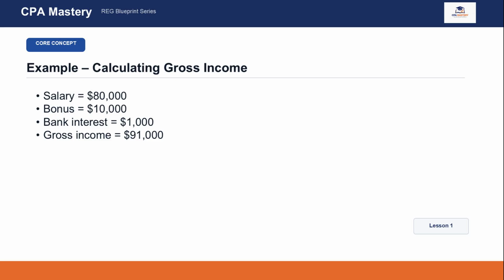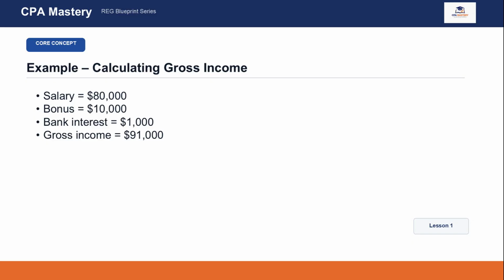Let's put the concept into a quick example. Suppose a taxpayer earns an $80,000 salary, receives a $10,000 bonus, and earns $1,000 of bank interest during the year. All three items are taxable, so the gross income calculation is straightforward. 80,000 plus 10,000 plus 1,000 gives us $91,000 of gross income. This is the type of simple aggregation the CPA exam loves to test.